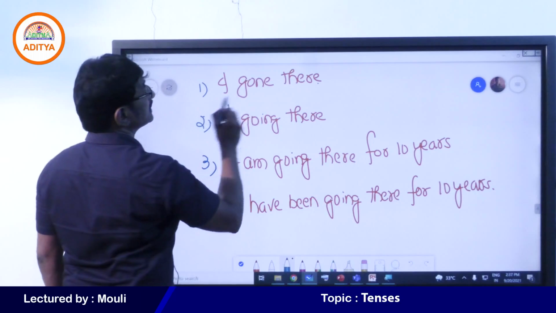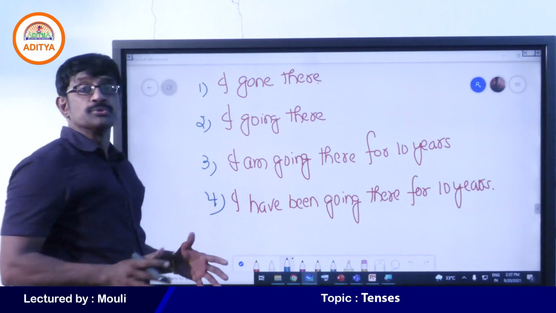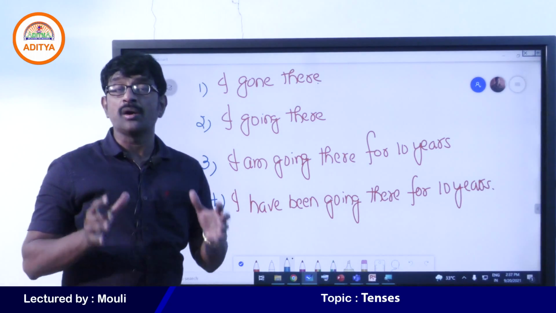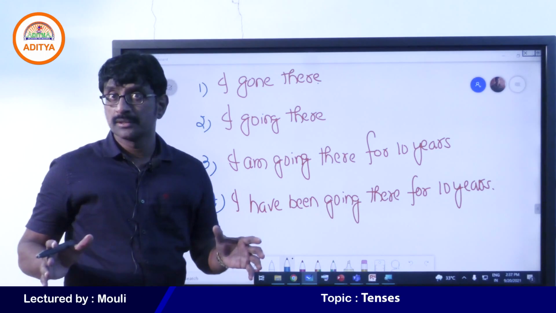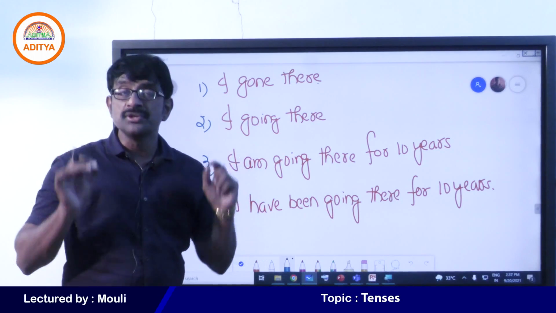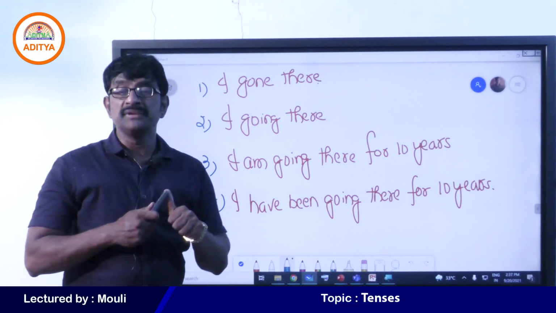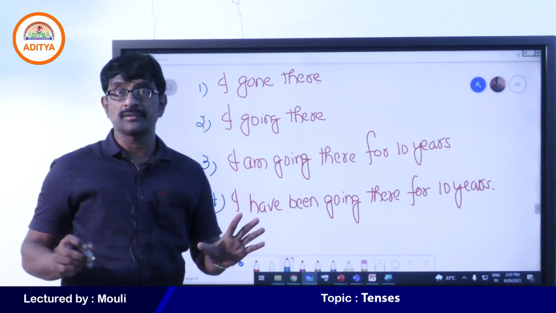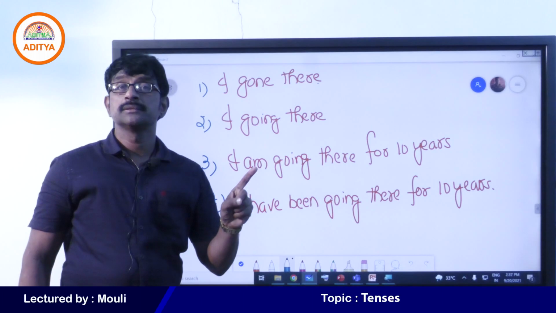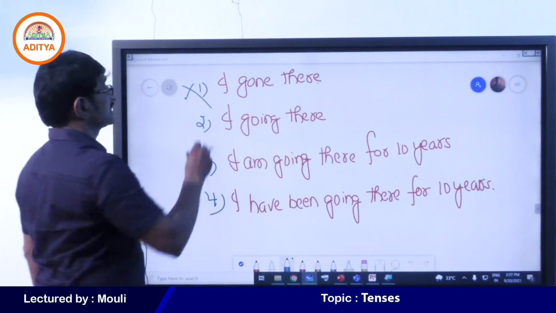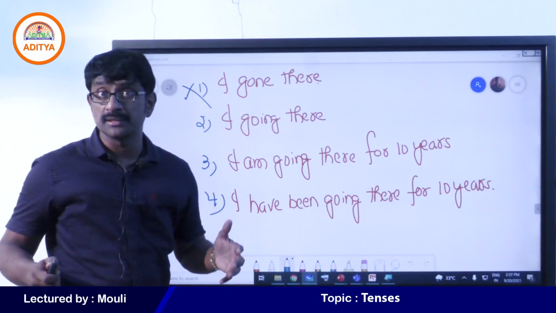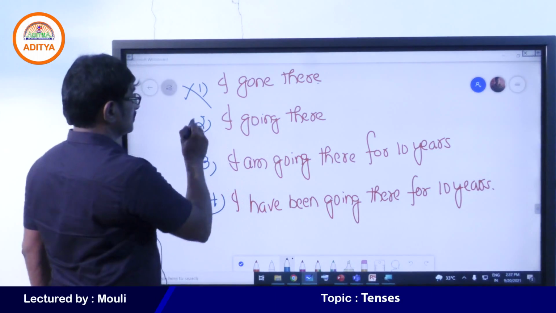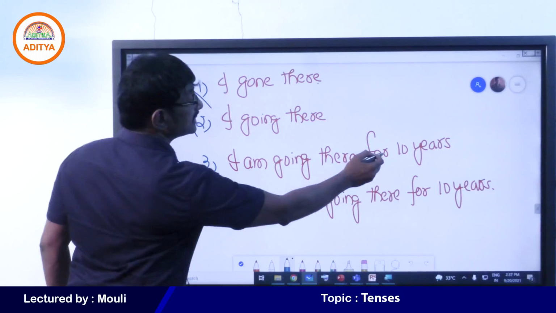You take "I gone there." We cannot use V3 or V4 as main verbs directly. We know that if you want to use V4 or V3 directly, you require a helping verb there. So this is a mistake. And you take now "I going there." It is also a mistake. So this is also. And "I am going there for 10 years."